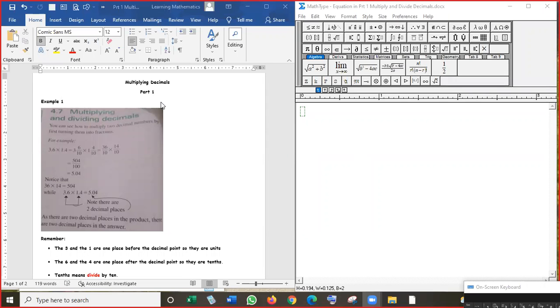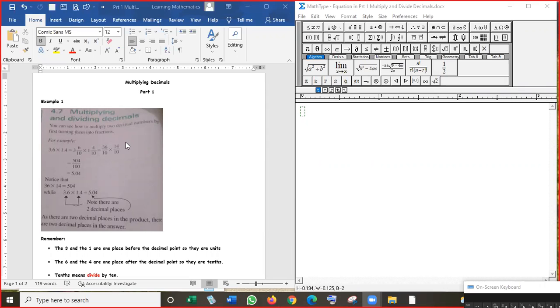Multiplying decimals, part 1. Example 1. 4.7 multiplying and dividing decimals in the text. You can see how to multiply two decimal numbers by first turning them into fractions. So the technique that is being used, please take note of that.